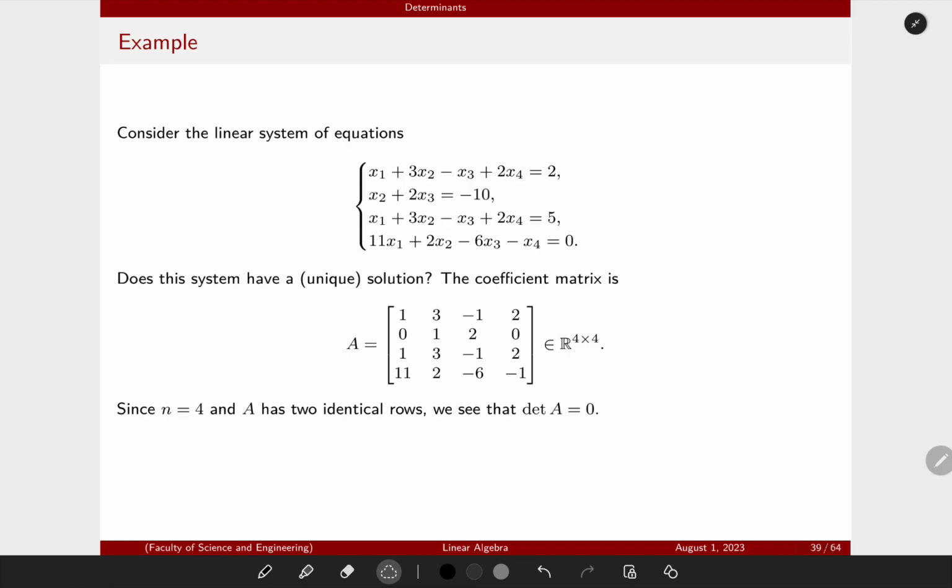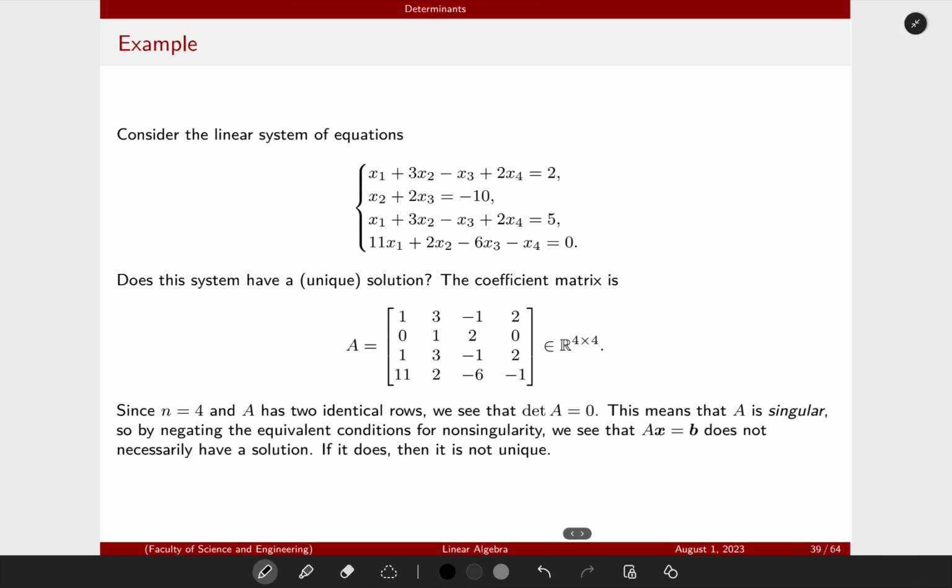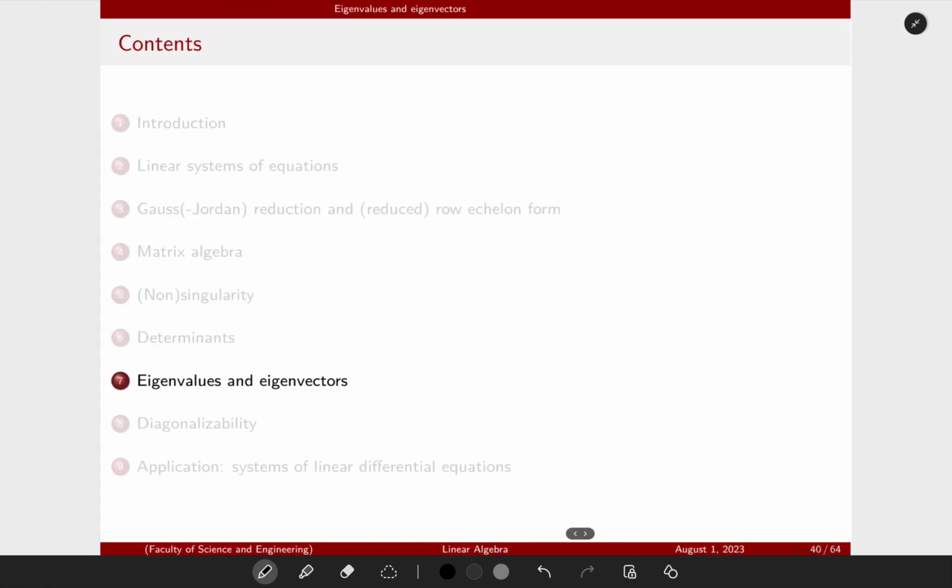We saw before this was equivalent to singularity, and if you recall back to the video about non-singularity, you will remember that one of the equivalent conditions for non-singularity was that for every b, the system Ax equals b has a unique solution. So since this matrix is singular, this means that the system either doesn't have a solution, or that if it exists, then it is not unique. Yeah, so that's exactly what I wrote here.